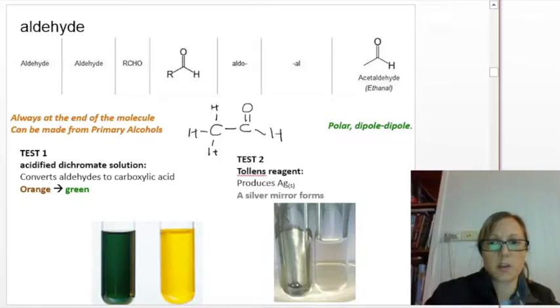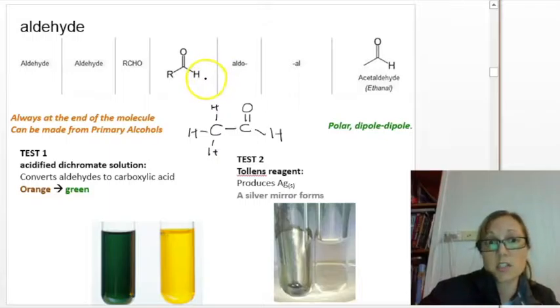Alright, so let's take a look at the aldehydes. Aldehydes can be identified through the functional group of the carbonyl group, so the double bond O, and the H. They're always terminal, so that means at the end of a chain. Because of the one H, they can be further oxidized.